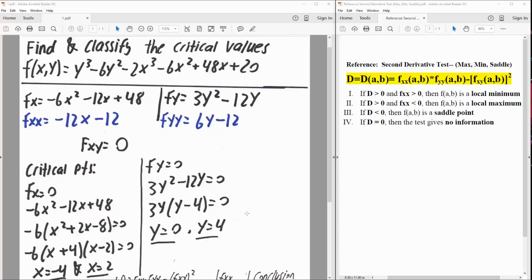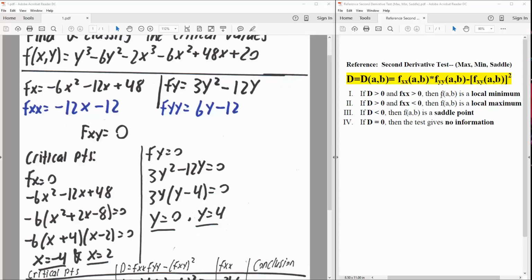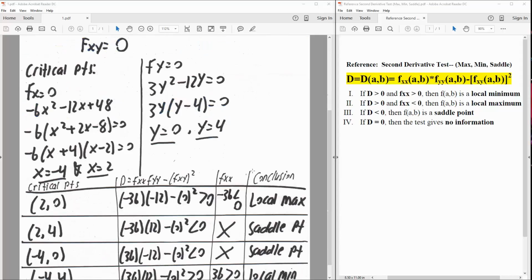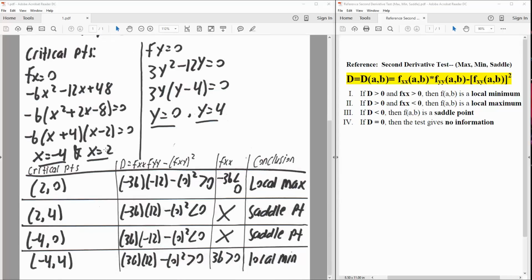Okay, so now we will use our reference. And so our points will be (2, 0), (2, 4), also (negative 4, 0), and (negative 4, 4). These are our 4 critical points. And now we apply our formula.